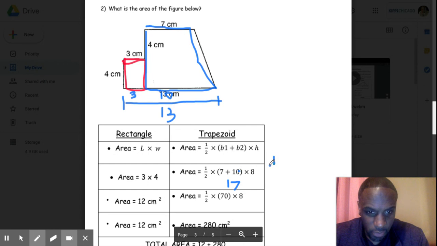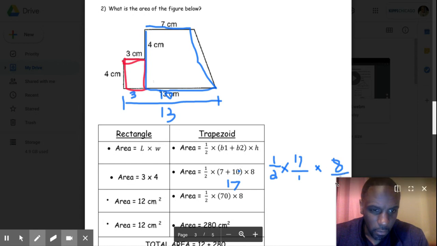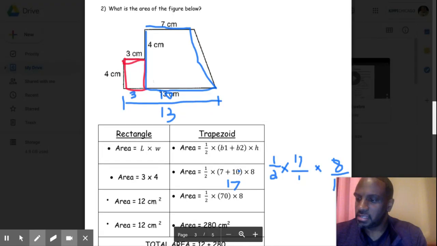So really it should be 1/2 times 17 over 1 times 8 over 1, okay? Got it? So that would be 17 divided by 2, 8.5. It's 8.5. 8.5 times 8. The height is 8. Okay, I got to talk about that as well.